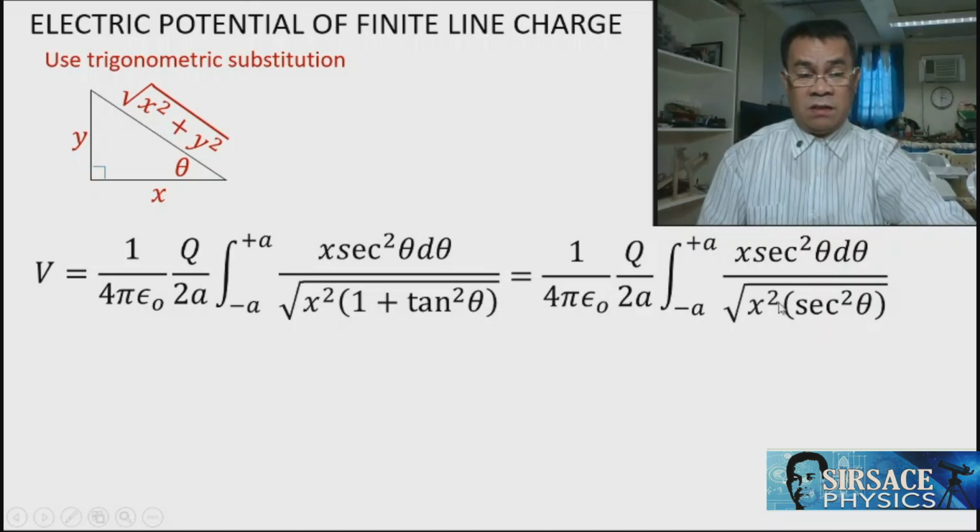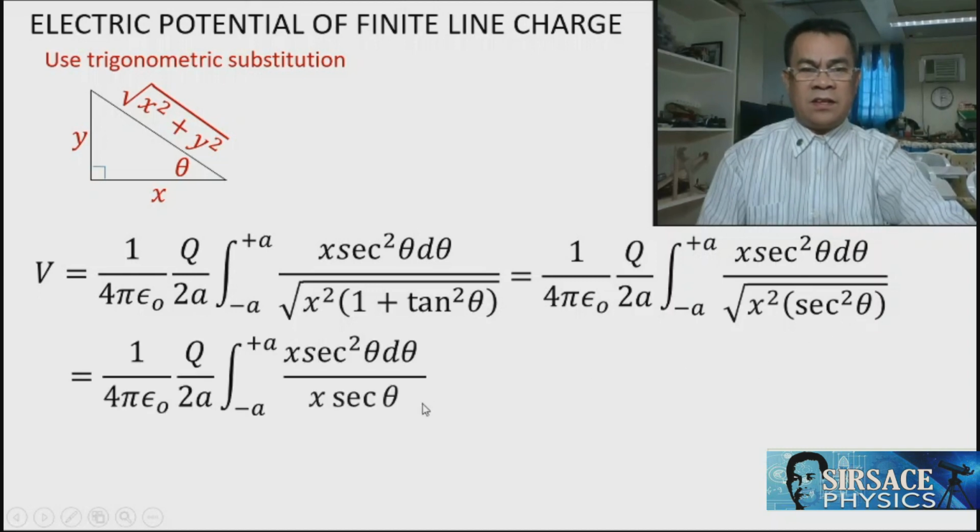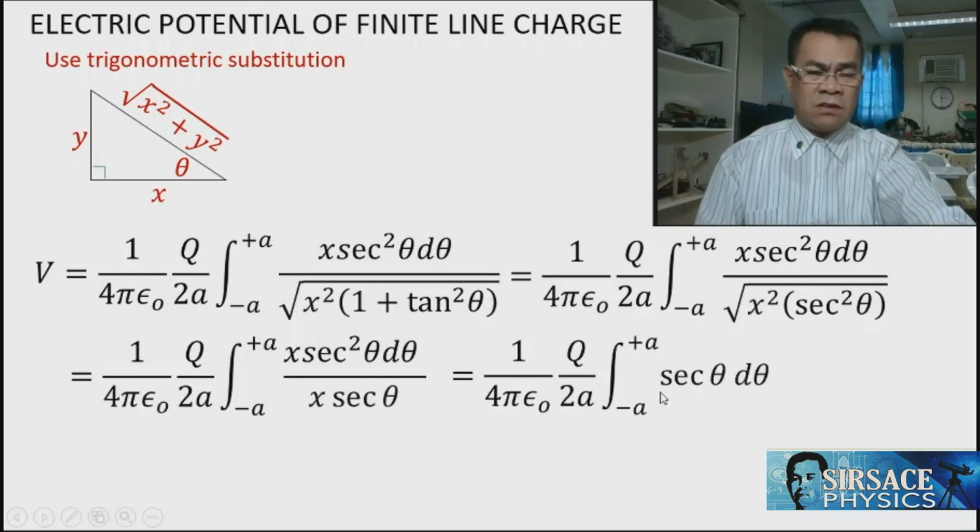These are forming a product. So the square root of x squared is x and the square root of secant squared theta is secant theta. Notice above, x can be cancelled out. Then this is two pieces of secant and this is secant, so we can cancel one, leaving secant only. So this is the result.